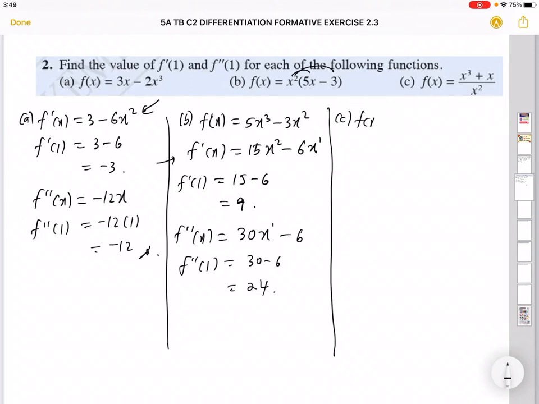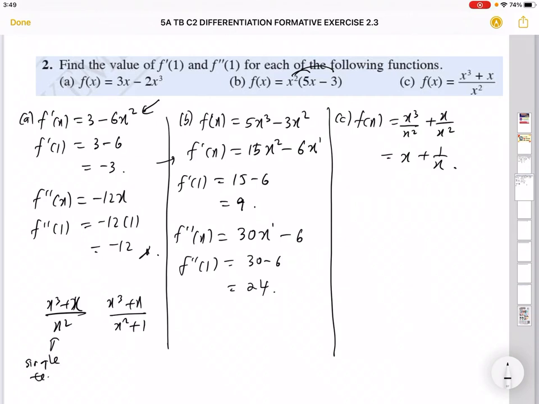Now for part C, it's actually easier when I split them into 2, x cubed over x squared plus x over x squared. So we can cancel, get x plus 1 over x. Now notice the difference between x cubed plus 1 over x squared, let's say this, and x cubed plus x over x squared plus, let's say, 1. If you have a single term, it's actually easier if you separate them and simplify first before you differentiate. If you have 2 terms, you cannot separate them. You have no choice but to use quotient rule.